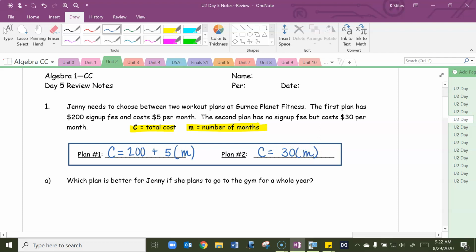And there you go. Which plan is better for Jenny if she plans to go to the gym for a whole year? Well, a year is 12 months. So we're going to take 12 and plug it in for M. Okay, so let's plug it into both.